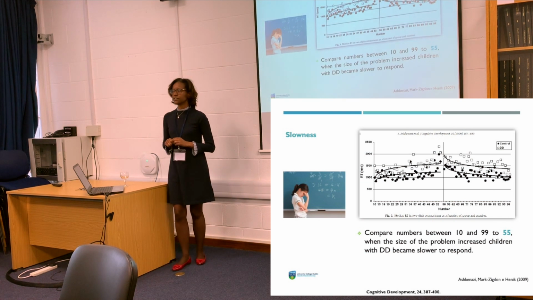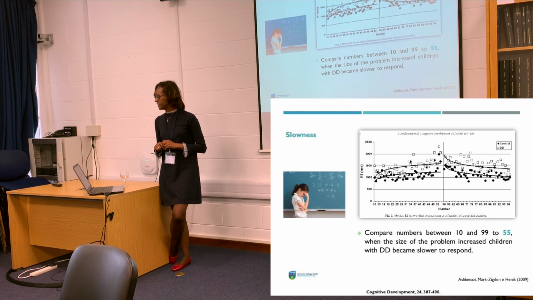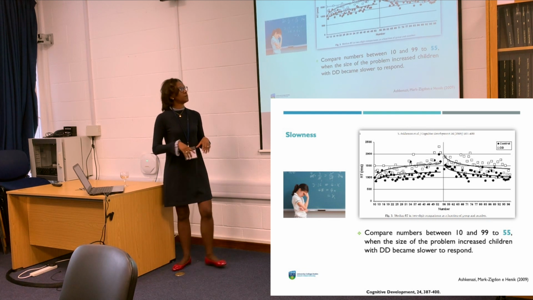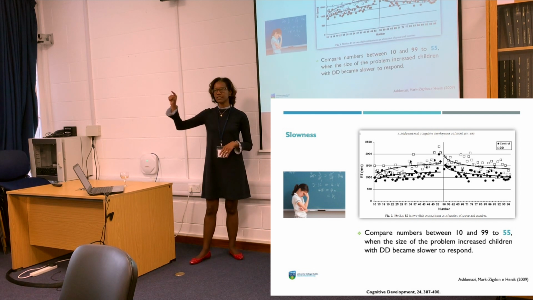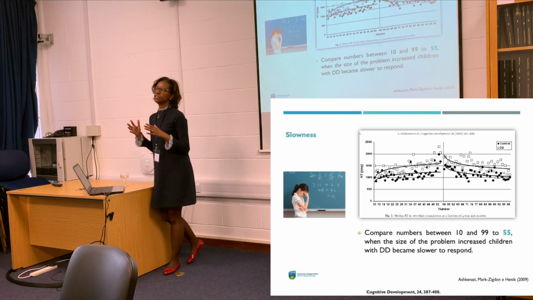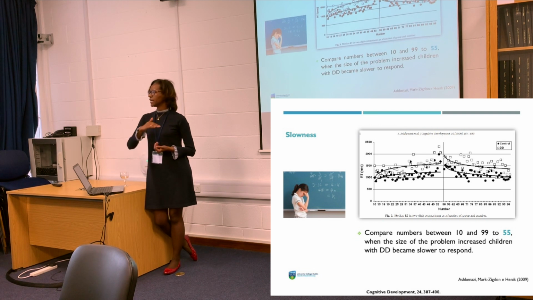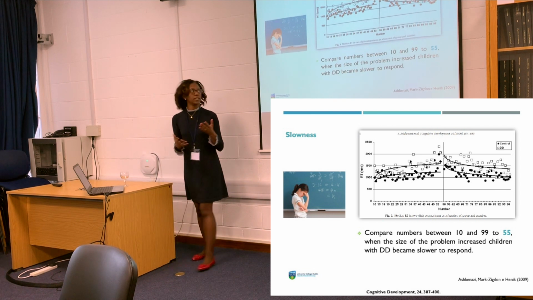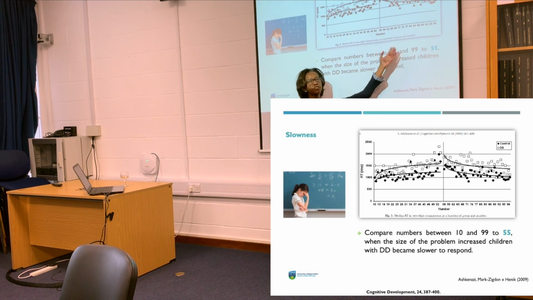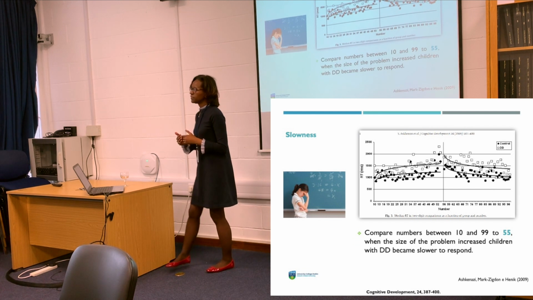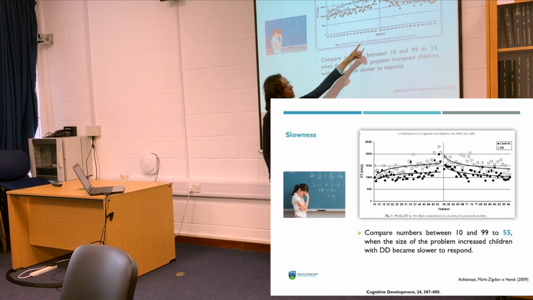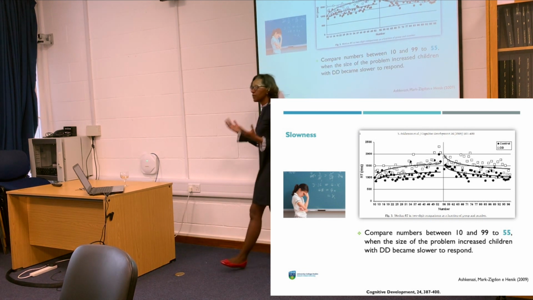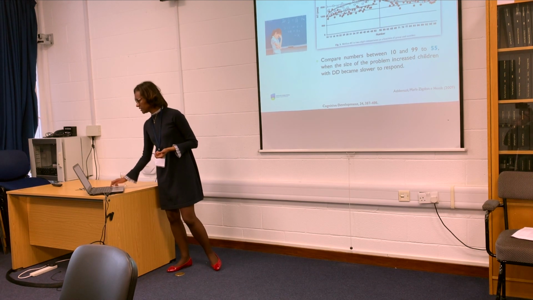Another characteristic that we can see in children with developmental dyscalculia is slowness. So if we're looking at this horizontal line with black dots, we'll see that overall, a child with typical development takes around 1,000 milliseconds to respond when we compare numbers between 10 and 99 to 55. But children with developmental dyscalculia take longer, especially between 6 and 98. They are very slow to respond.